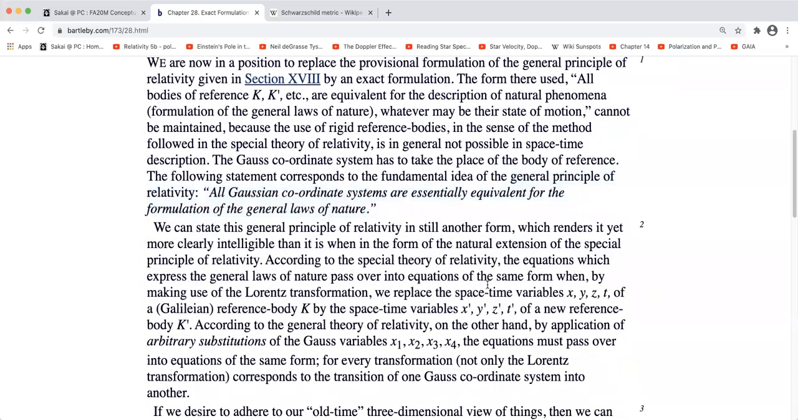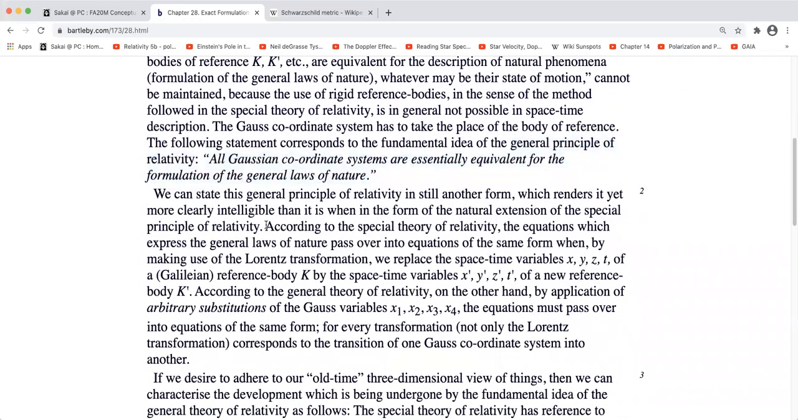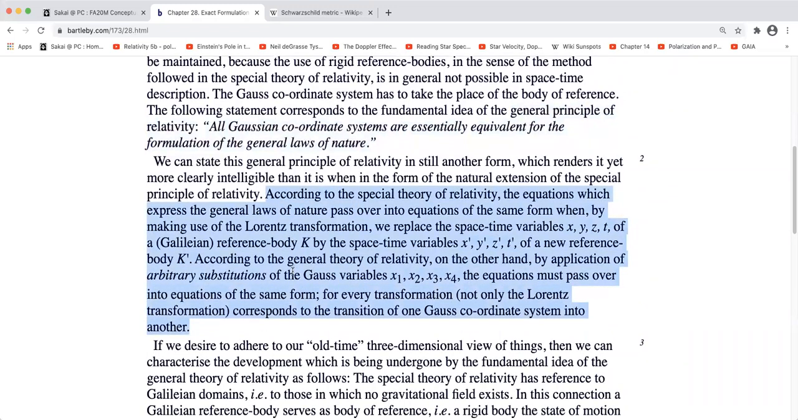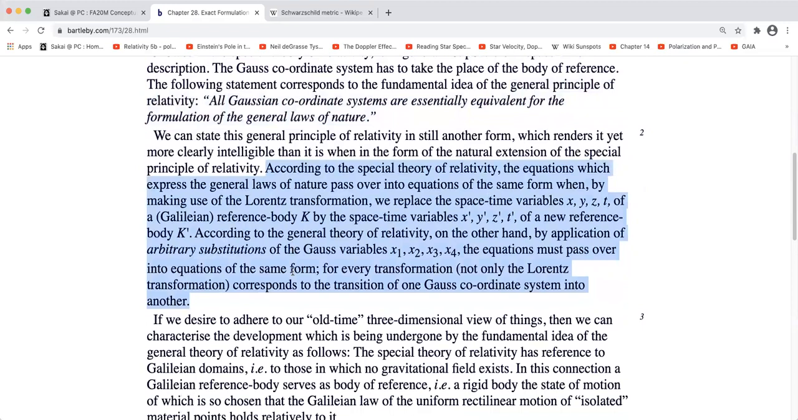Let's see. I want us to look at this paragraph here. So in this paragraph here, he says that he's trying to make things more intelligible for us. So let's see if it's any better.